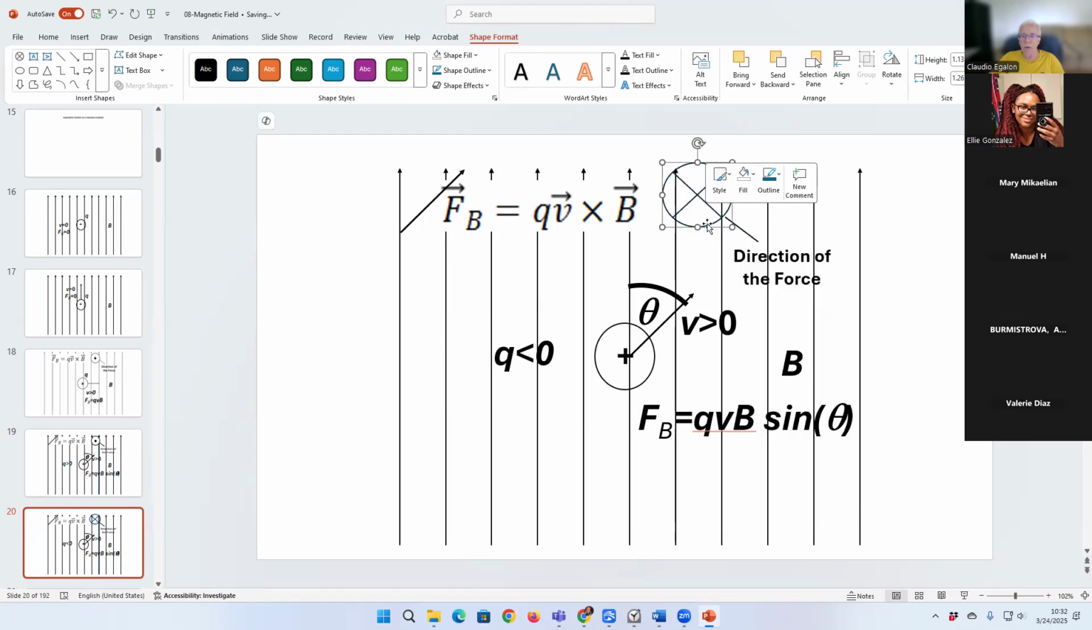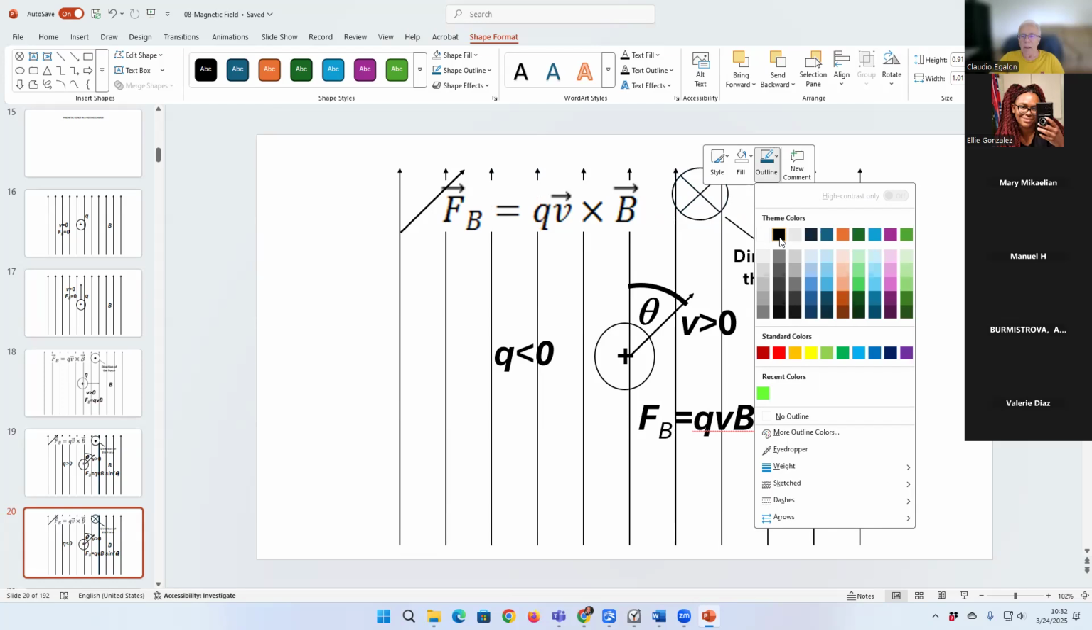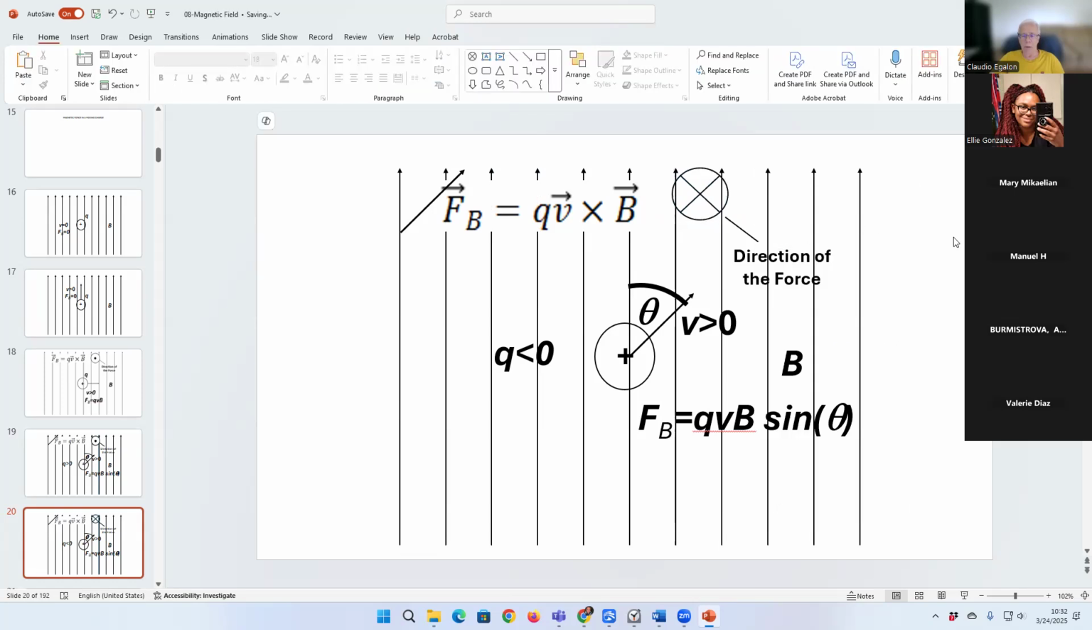No field. Let's shrink it a little bit. Direction. That's how we represent the vector, the direction of the vector, of the force vector. Okay, if Q less than 0, Q greater than 0, okay?